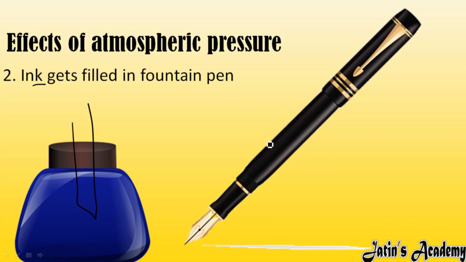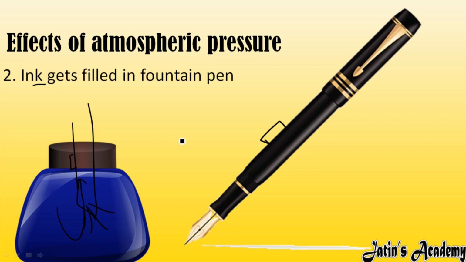Actually, in a pen there is a rubber, and when you press the rubber while keeping the nib inside the ink, the air particles present inside the pen come out from the nib. Then when you release the rubber, it creates a region of low pressure, while outside, the ink is at a region of higher pressure. As we know, liquid always moves from a region of higher pressure to lower pressure. So the ink also moves from higher pressure to lower pressure, from the ink into the fountain pen.